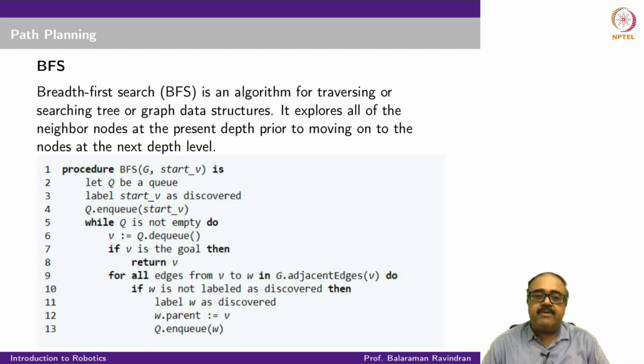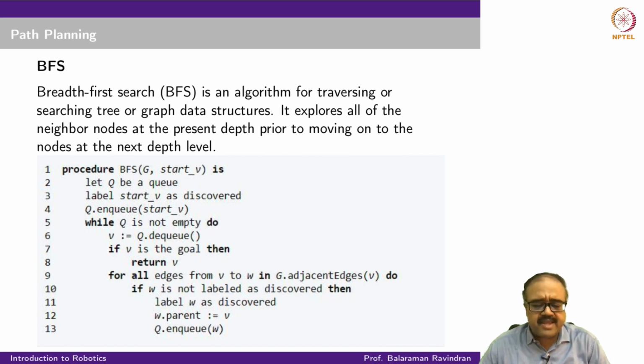So when will the queue be empty? When will this loop end? Basically the loop will end if I find the goal, or I have explored all the vertices in the graph, right? There are no more vertices for me to see.